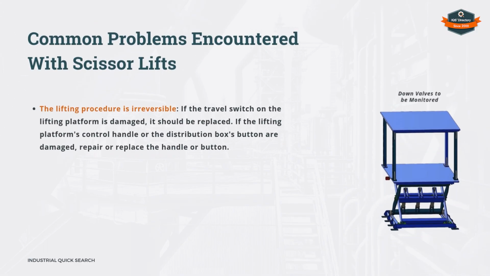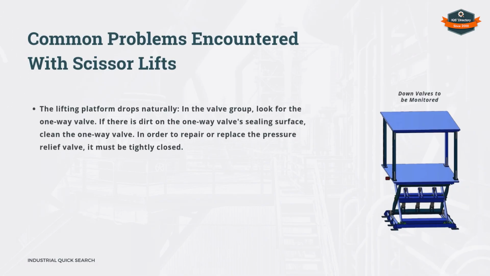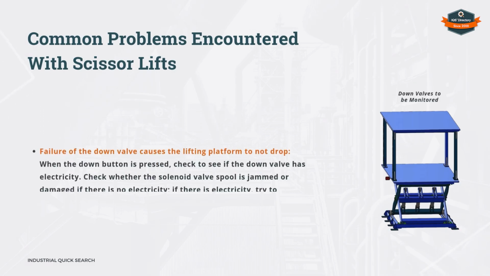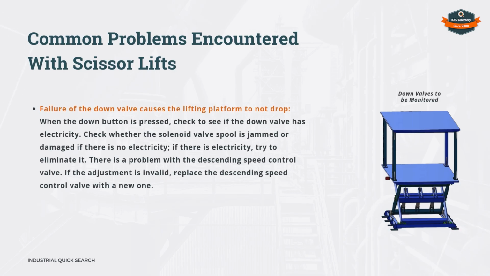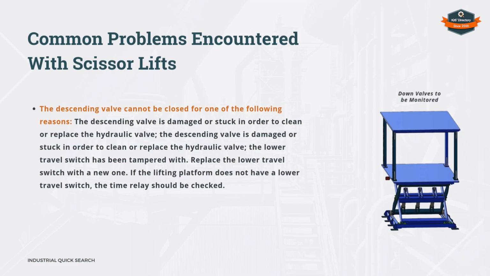Common problems encountered with scissor lifts. The lifting procedure is irreversible. The lifting platform is either too weak or too heavy to hoist. The lifting platform drops naturally. Failure of the down valve causes the lifting platform to not drop. The descending valve cannot be closed for one of the following reasons.